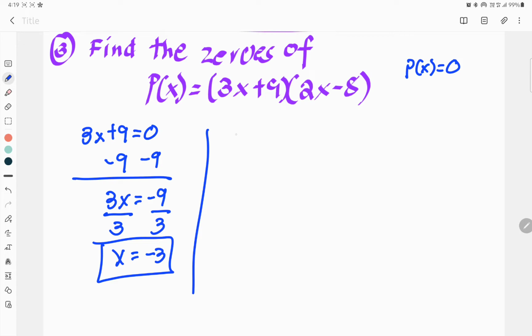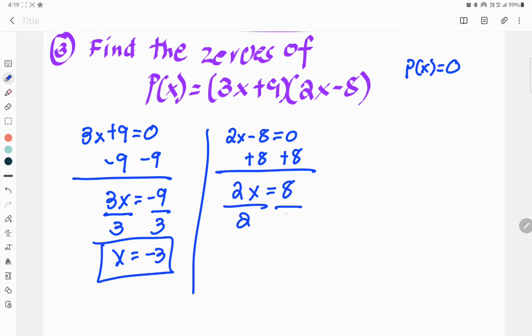Now next would be 2x minus 8 is equal to 0. So you add 8 both sides. So 2x be equal to 8. Then divide both hand side by 2. X would be equal to 4. Now, when you write now, the zeros are x will be equal to negative 3 and 4.